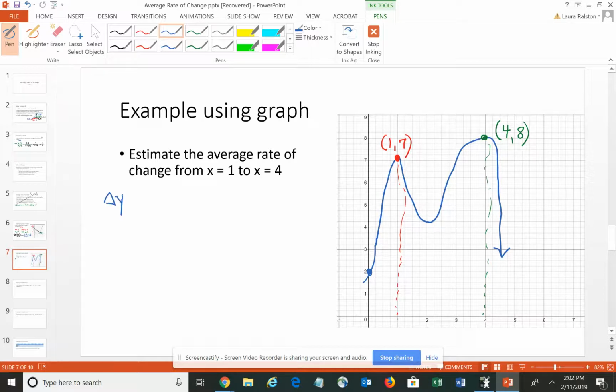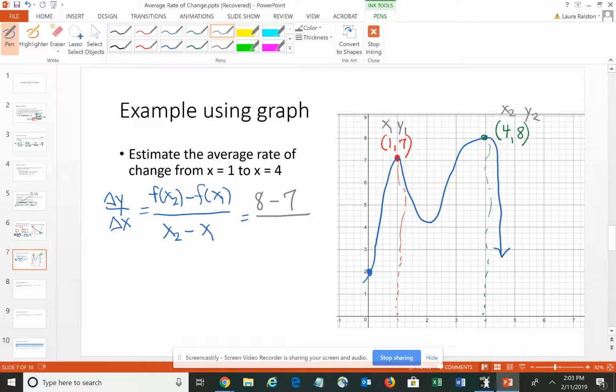Okay, so basically you use your graph to identify your two ordered pairs, and then the rate of change is delta y over delta x. You subtract f of x sub 2 minus f of x sub 1 over x sub 2 minus x sub 1. Now, I didn't, but it may be helpful if I label these points. Let's label these x1, y1, and x2, y2. I'm going to do my substitution. So I'd have 8 minus 7 over 4 minus 1. So I'd have 1 over 3.